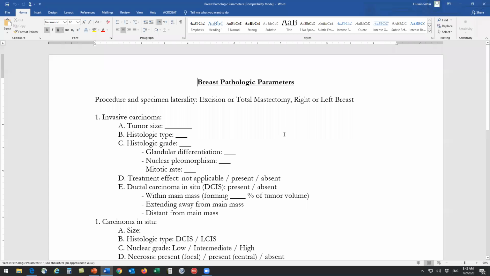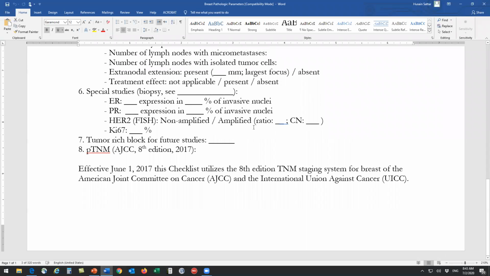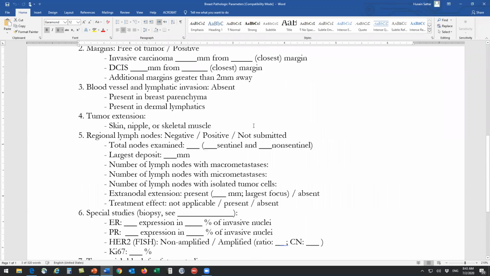Okay, great. So this is our parameter sheet that you will become intricately familiar with as you sign out breast, or if you have been signing out breast. It's kind of like that painful thing we have to do with each case. So obviously we say breast pathologic parameters at the top to indicate what parameters we're dealing with.